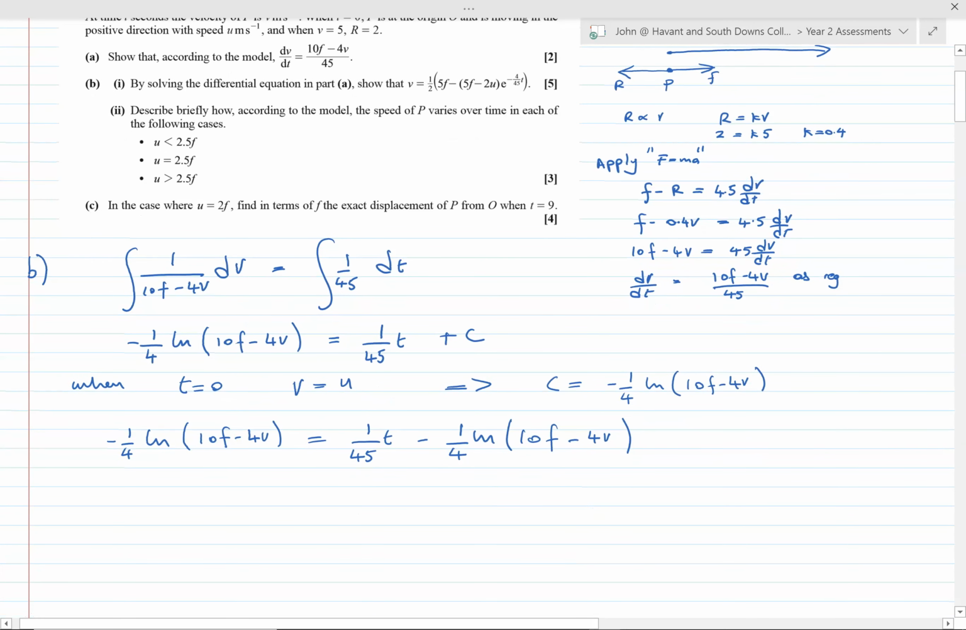Okay, let's just change the signs and times through by 4 here. So we'll have ln|10f minus 4v| is equal to minus 4 over 45 t, and notice the minus 4 over 45 does appear in the final answer. It's a good idea to have an idea where we're heading to. Plus, and then that's going to be ln|10f minus 4v|.